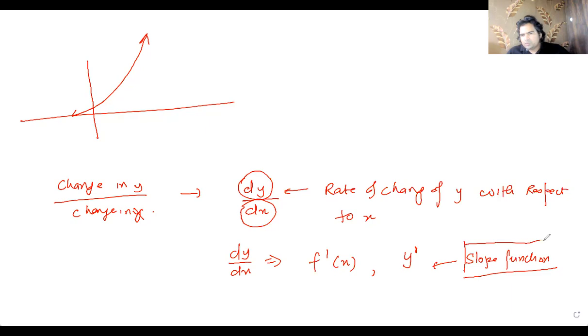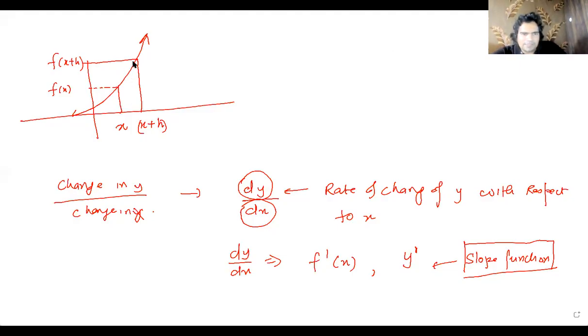So I'm just going to quickly do the idea of the slope function. Consider this is a point x and this is the corresponding point f of x. Now if I take another point, x plus h, my corresponding y value will be f of x plus h. So if I have x, this point is f of x; and if I take x plus h, the corresponding value will be f of x plus h.